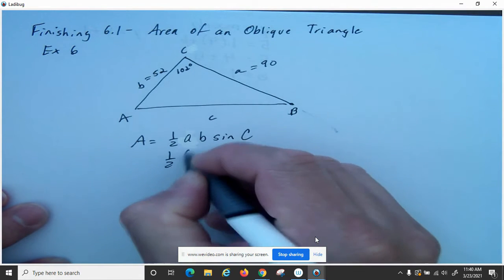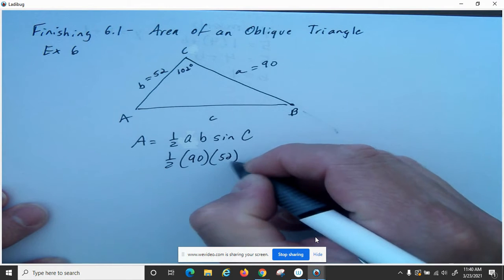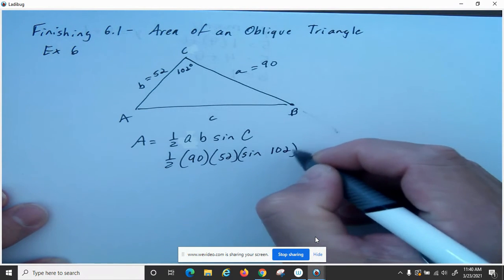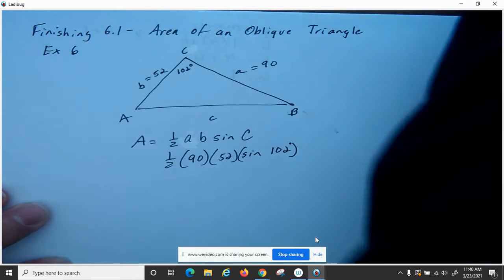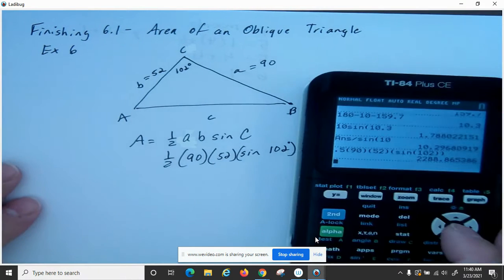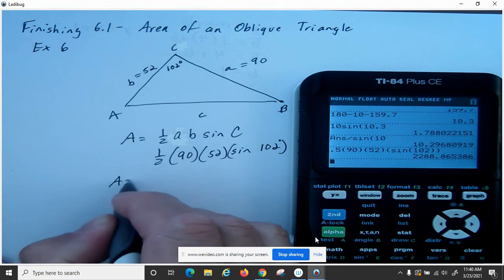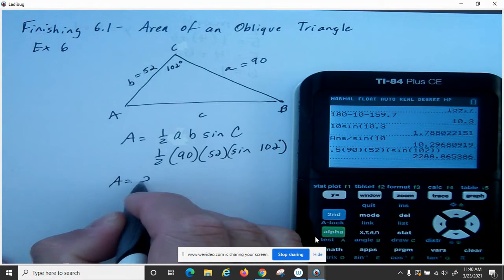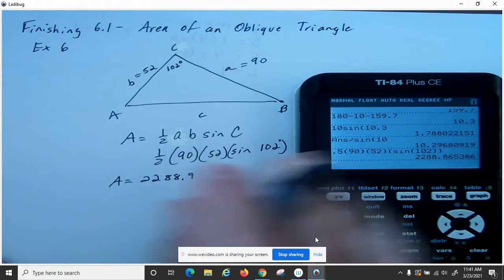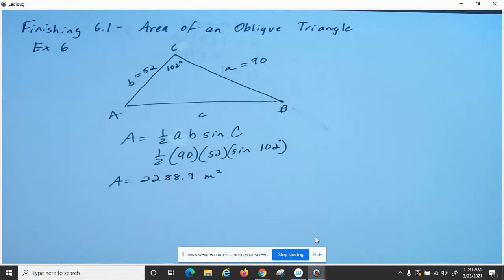So side A is equal to 90, side B is equal to 52, and the sine of angle C would be the sine of 102 degrees. Just multiply that into the calculator, which I've already done. Okay, there it is. So the area of this triangle is equal to 2,288, let's go one decimal place, 0.9 meters squared. All right, so that is example 6.